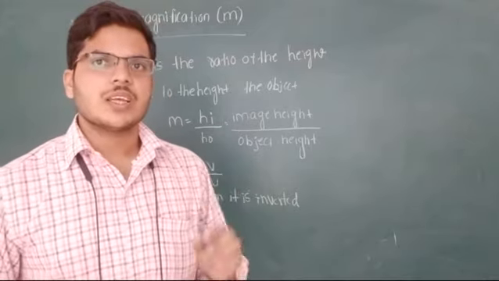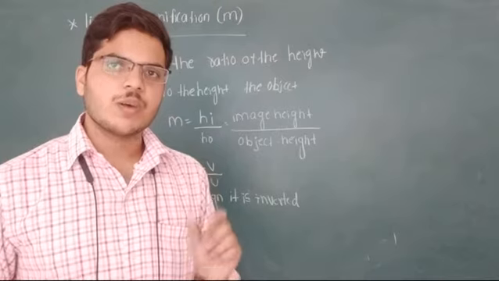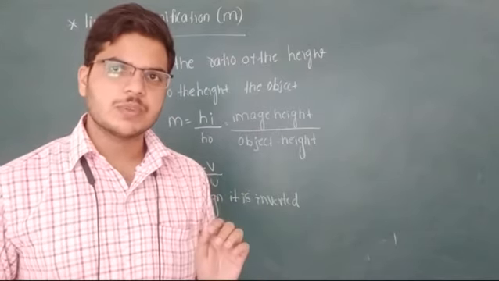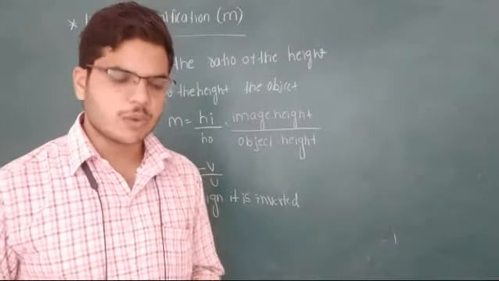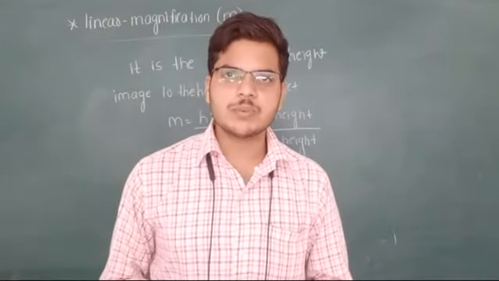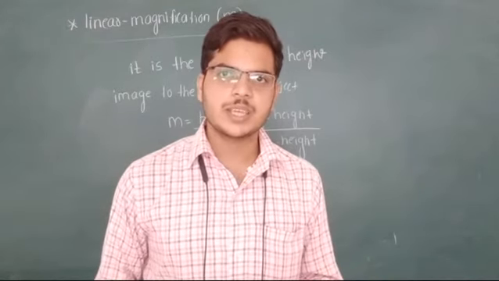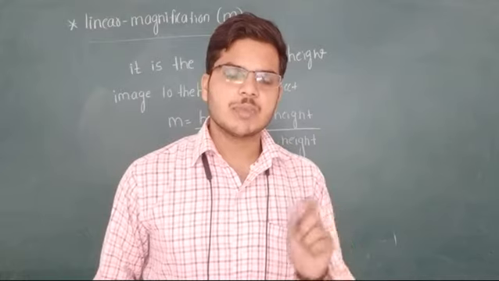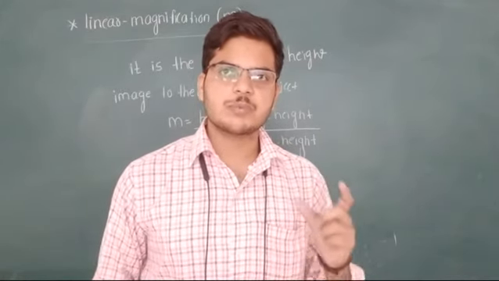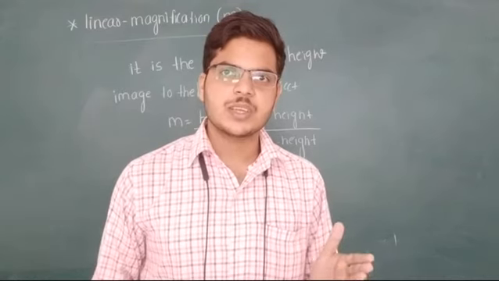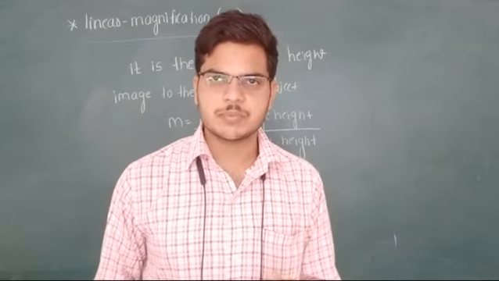Now, the mirror equation gives only an idea about where the image is forming. v means image distance, at what distance the image is formed. But it does not give any information about how the image is formed, meaning its size. The image size is more, or the image size is small, or the image size and object size are the same. We must compare the image size and the object size.